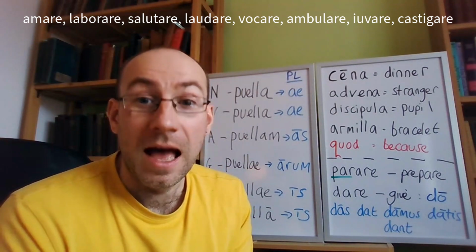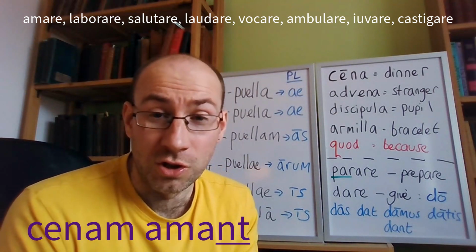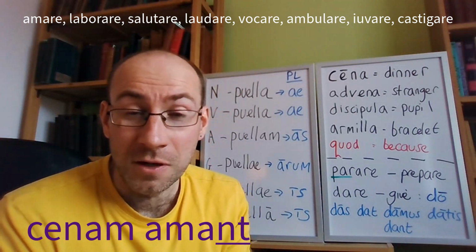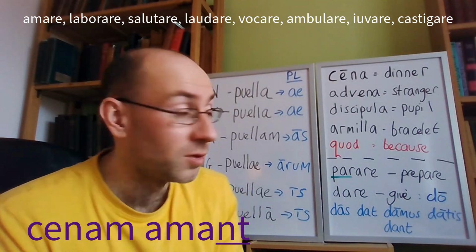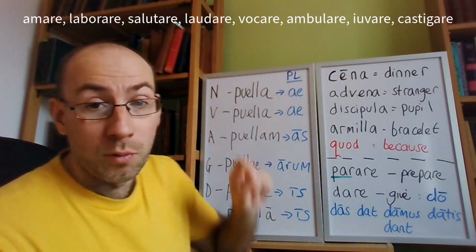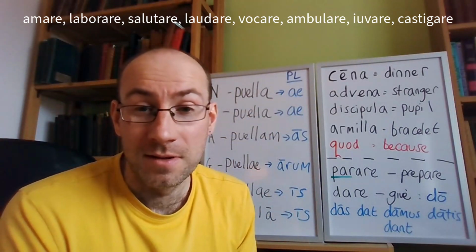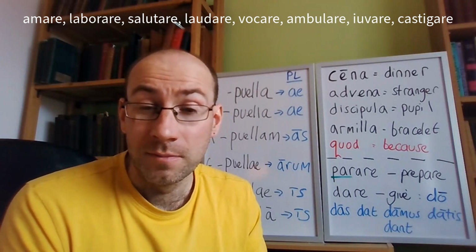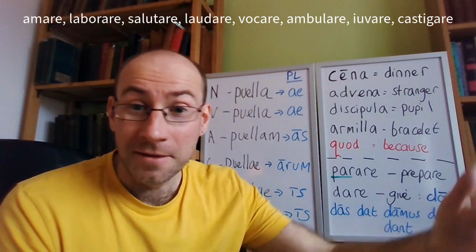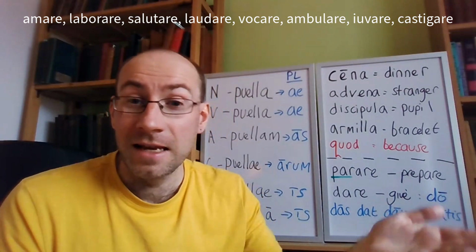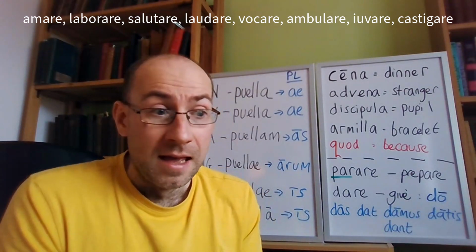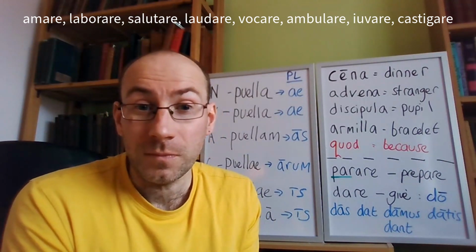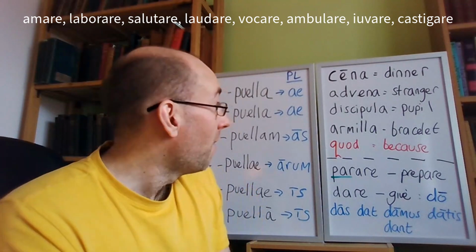Cenam amant. The girls love the dinner. They're doing the loving, so they're nominative, the subject. Top nominative case. Puellae cenam amant. Or cenam puellae amant. It's the dinner that the girls love. Doesn't make a difference in Latin. Cenam puellae amant. That'd be perfectly correct and normal, just as much as puellae cenam amant. So we need to get used to that. All right.